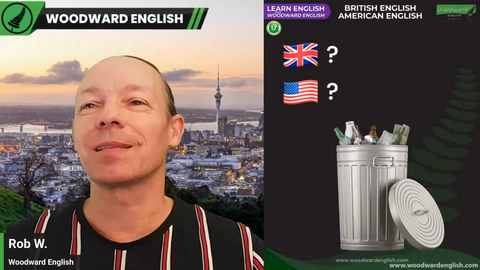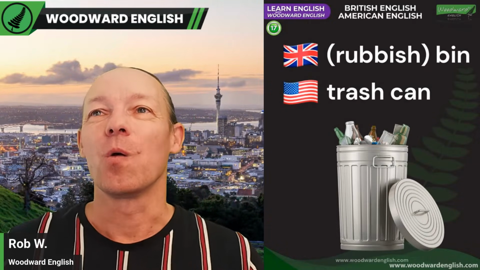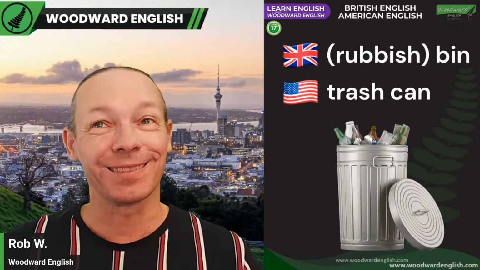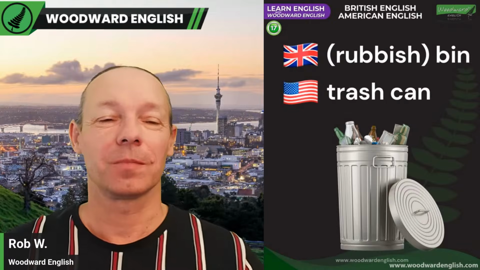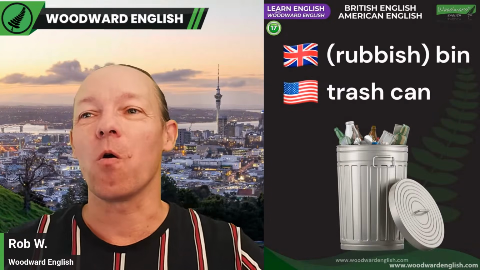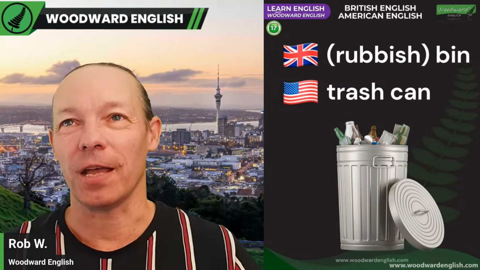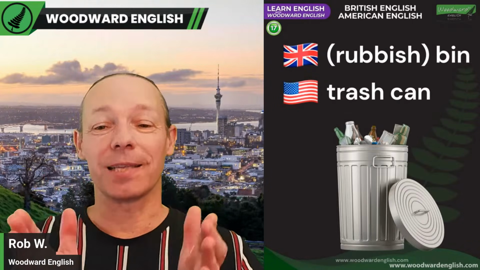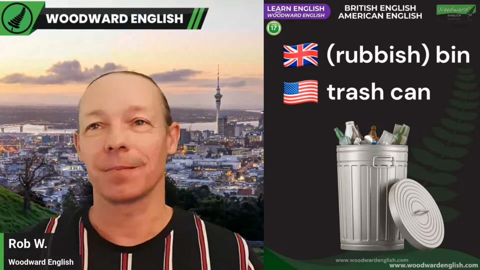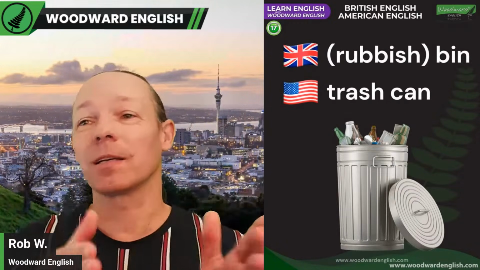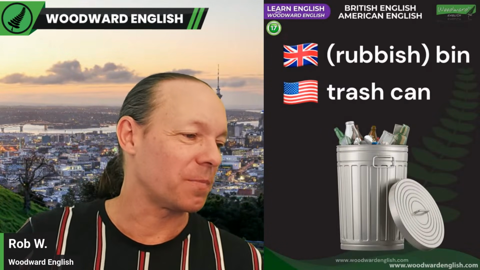And what is the name of this container? There's a difference between American English and British English. We have a bin or rubbish bin or trash can, depending on what you want. Rubbish by itself is the thing that you put in the bin. Trash is the thing that you put in the can. Sometimes it's just made of plastic today.